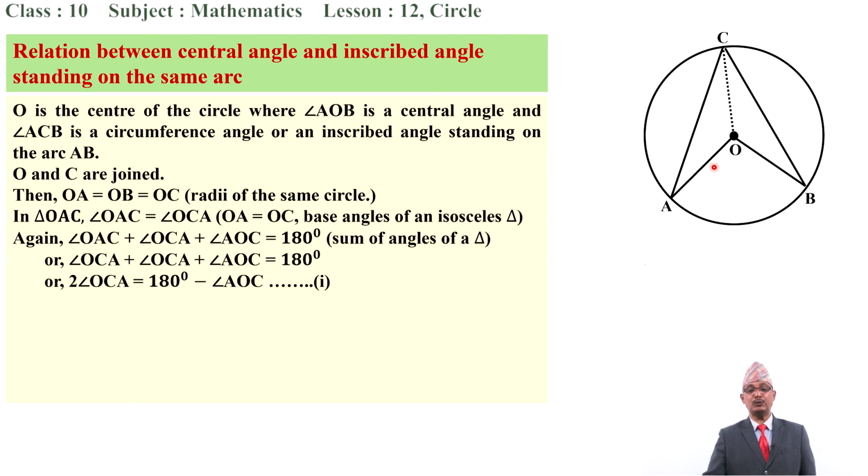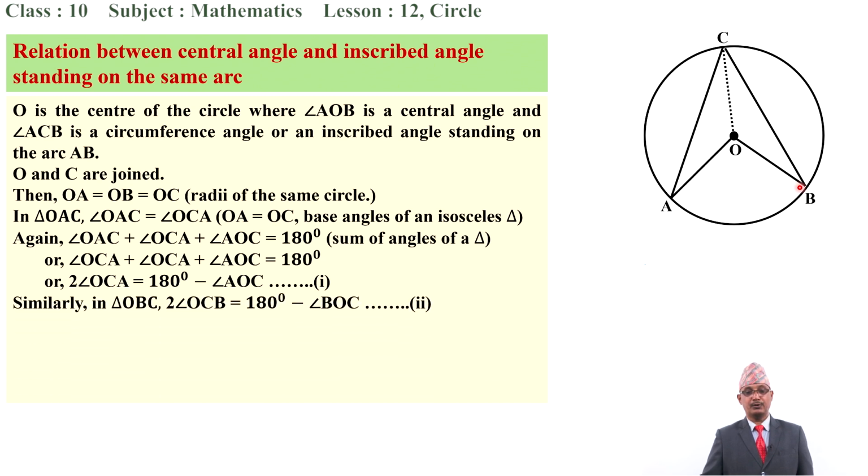So if I do a similar calculation in triangle BOC, then instead of this result, what result shall I get? Can you guess? Yes, you are correct. What result do we get? 2 times angle OCB, this angle, equals 180 degrees minus angle BOC. So the same we are going to write. 2 times angle OCB, this angle, equals 180 degrees minus angle BOC.